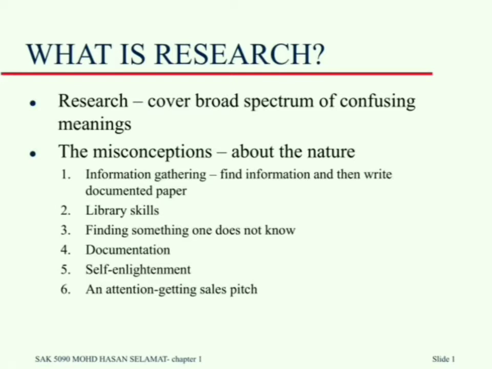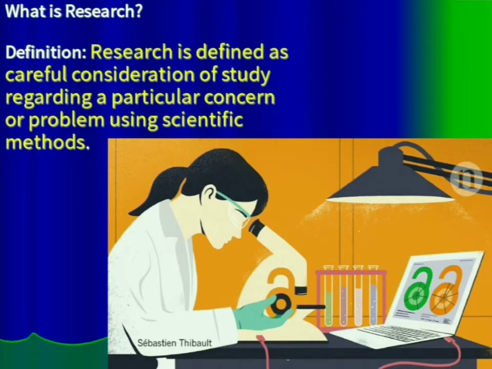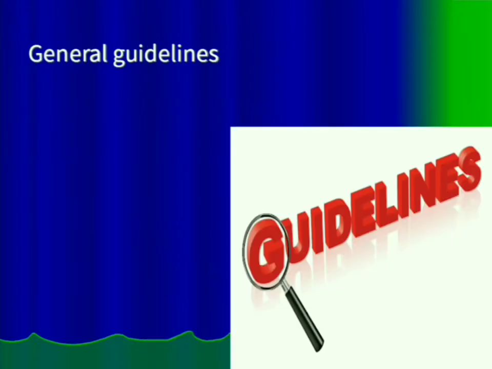There are different points of view about the definition of the word scientific research. They say it is finding a definitive answer, the central goal of any experimental process. So, shortly saying, that means to find the way out for some kind of problem related to experience. Research is defined as a careful consideration of study regarding a particular concern or a problem using scientific methods. So, in order to find an answer for a particular problem, you have to use different scientific methods in order to prove your idea.